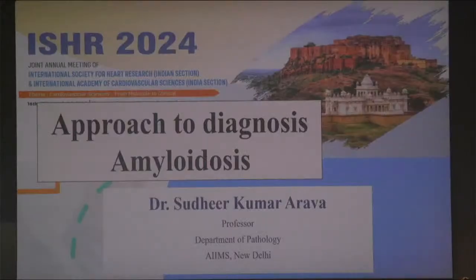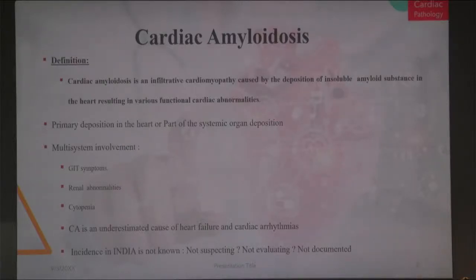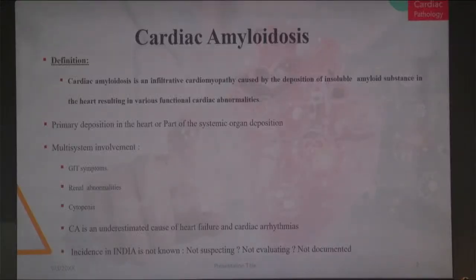Good afternoon, everybody. At the outset, I would like to congratulate the organizing committee for giving me the opportunity to talk about amyloidosis, and I also thank Dr. Ashwani, who gave the overview of amyloidosis. So today, I'll tell you how to diagnose amyloidosis and how to subtype amyloidosis when we suspect cardiac amyloidosis. This has been streamlined at All India Institute of Medical Sciences with the help of Dr. Sandeep Singh. The definition of cardiac amyloidosis is deposition of insoluble protein in the heart myocardium, which ultimately leads to heart dysfunction and heart failure, sometimes death.